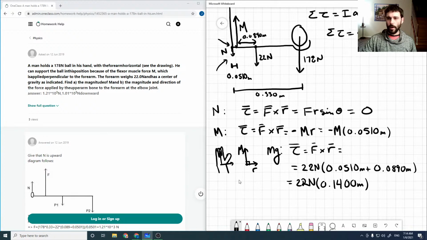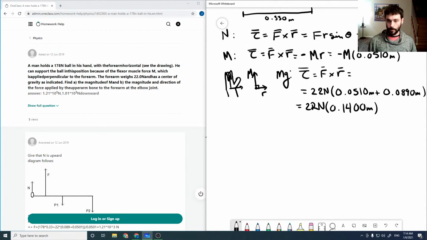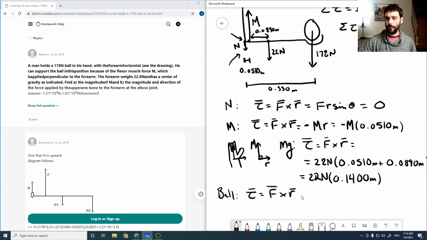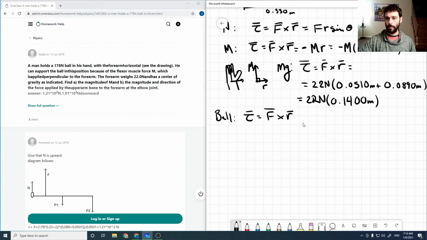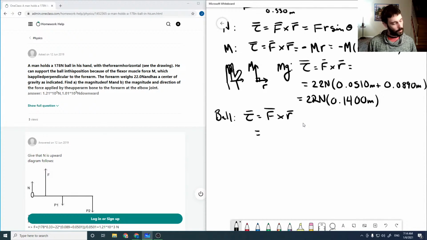And then for the ball, we have something very similar. Our torque is F cross R. In this case, our F is the 178 newtons, and our R is the 0.33. The direction is the same as for our mg force, so it's going to be positive. And so this is just going to be 178 newtons times the 0.330 meters.